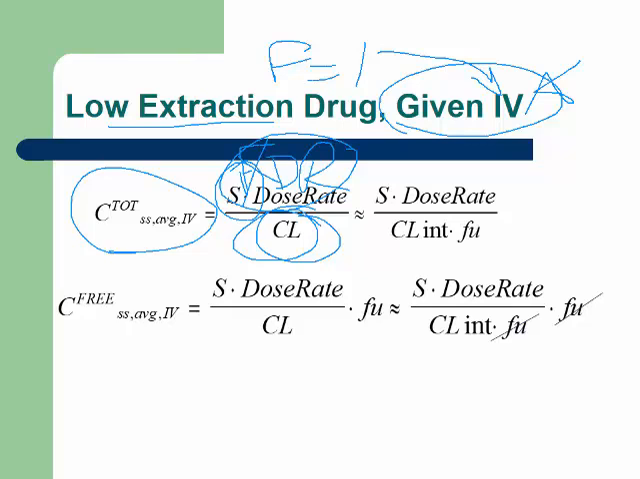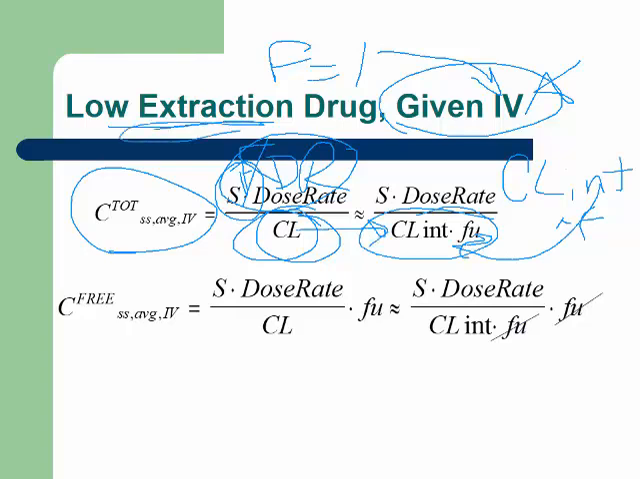But knowing that for our low extraction drug, the clearance is going to be equal to intrinsic clearance times fraction unbound, we can put that in here in our denominator because we know that clearance is dependent upon those two factors for this low extraction drug. So we can replace with just clearance and know that that's going to be determined by intrinsic clearance times fraction unbound. So now we know that our total concentration, if given IV for a low extraction drug, will be dependent upon our salt form, our dose rate, our intrinsic clearance, and our fraction unbound.